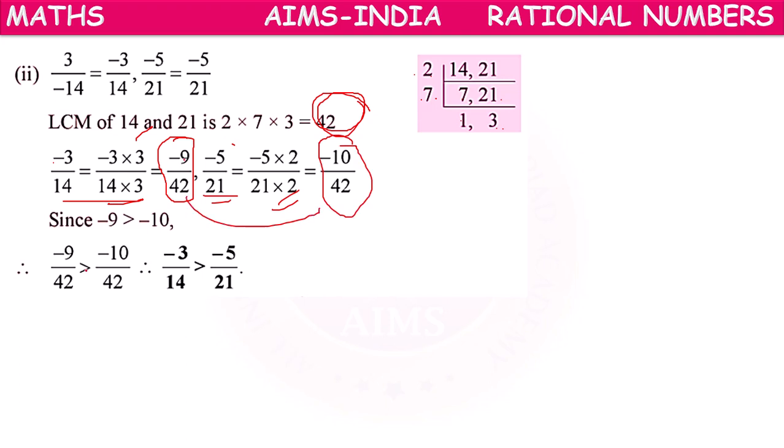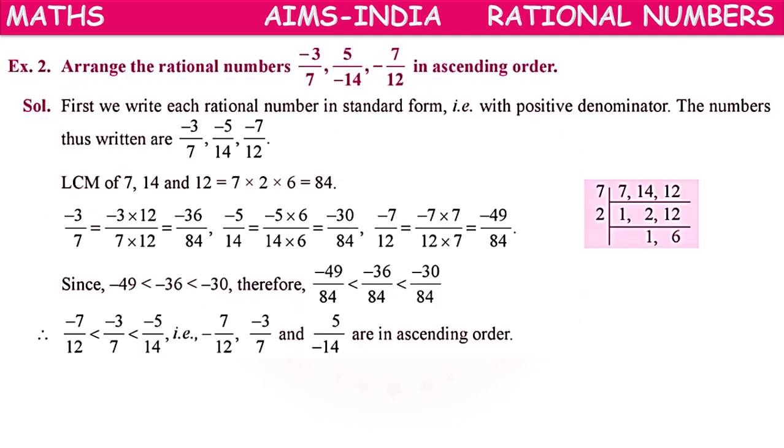Minus 9 is greater than minus 10, because in negative, the less value will be greater. So this one is greater than this one. Like that we can compare.